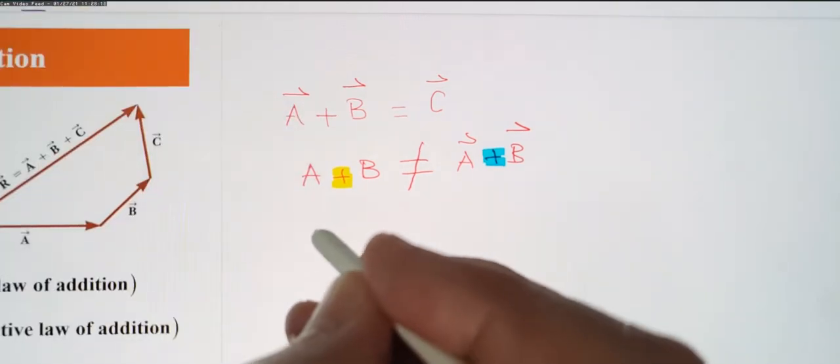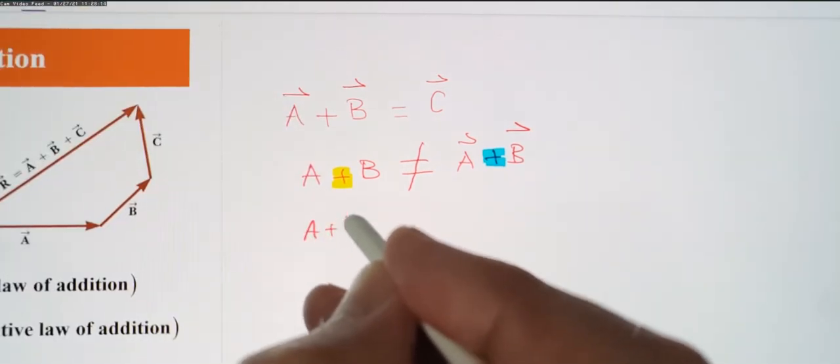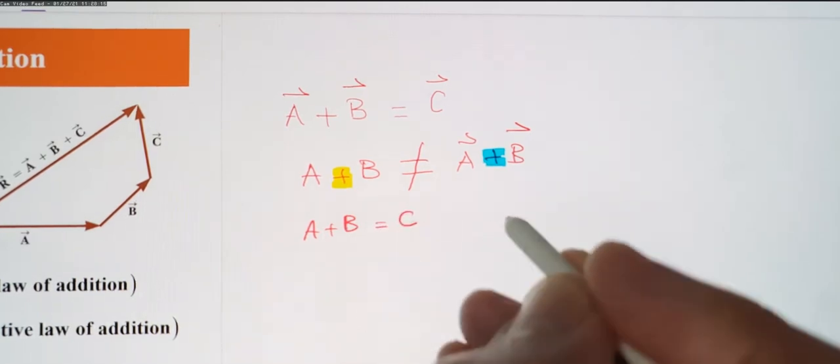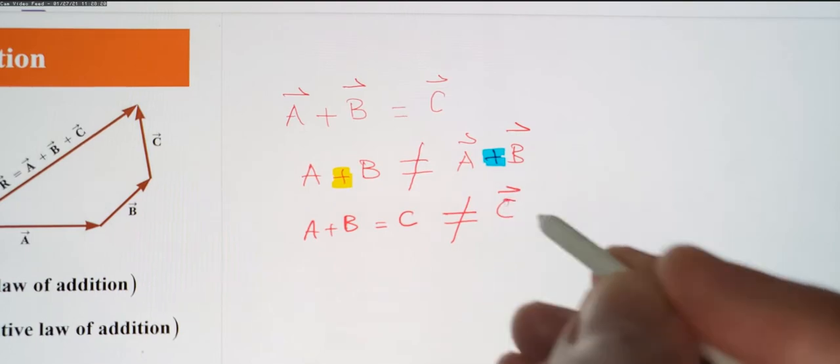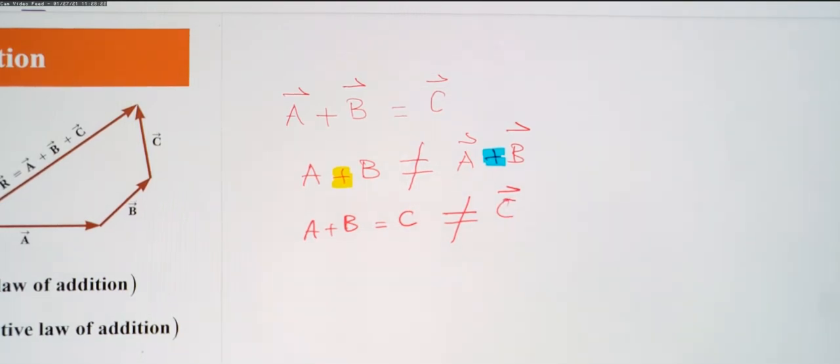So when you write A plus B equals C, this is definitely not equal to C plus, to the vector C. Clear? So addition here is not the normal addition that we know.